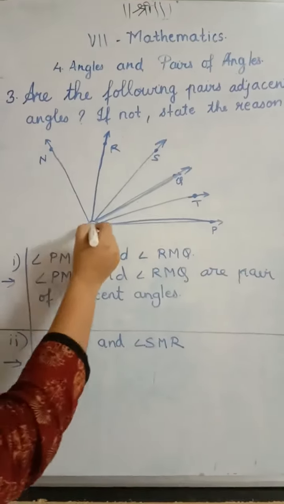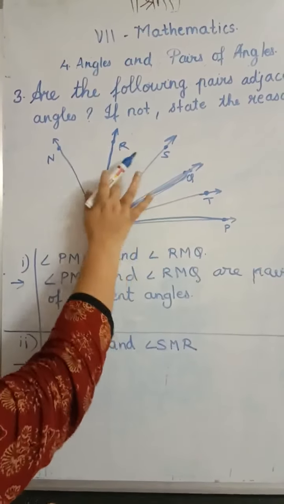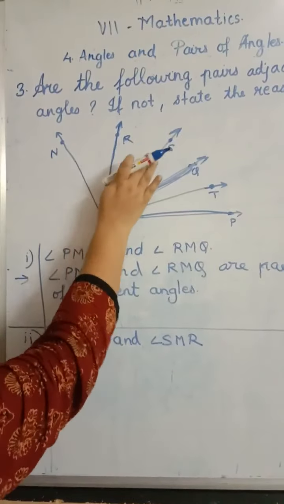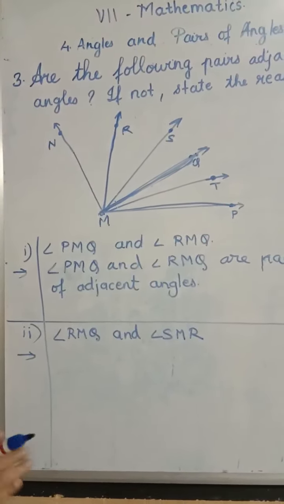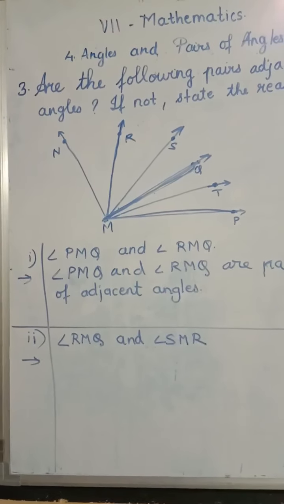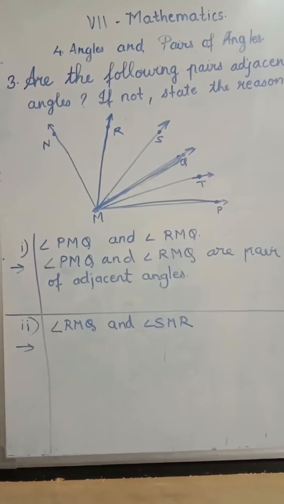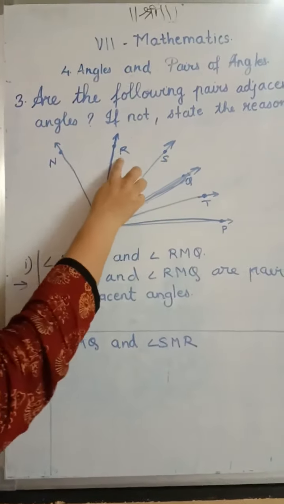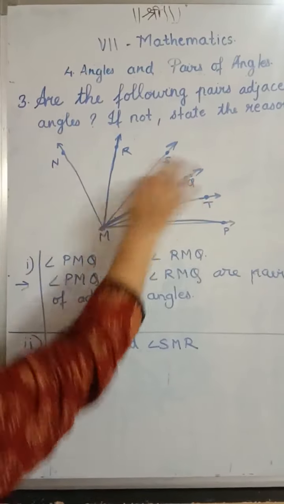See, why are they adjacent angles? See children, they have a common arm, a common vertex and separate interiors. This is RMQ and this is PMQ. So they have separate interiors, a common arm and a common vertex. So this is a pair of adjacent angles. Now RMQ, see here, this angle RMQ.